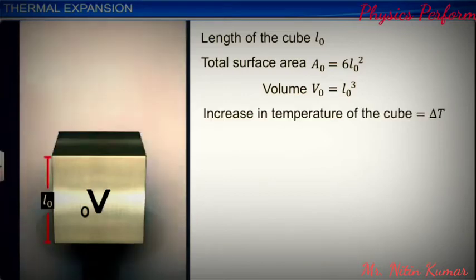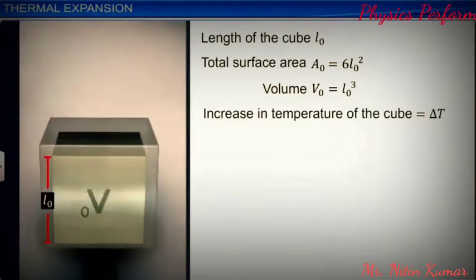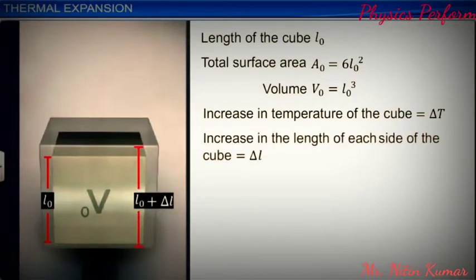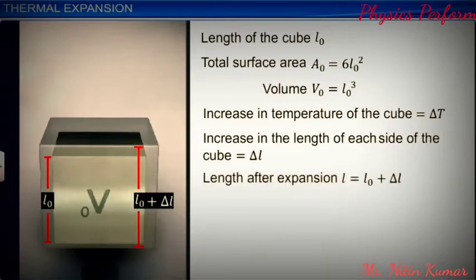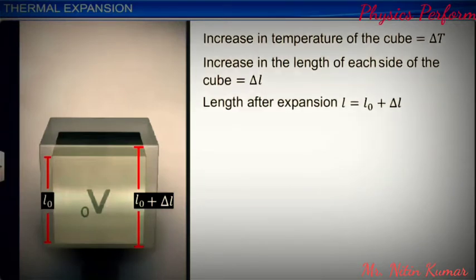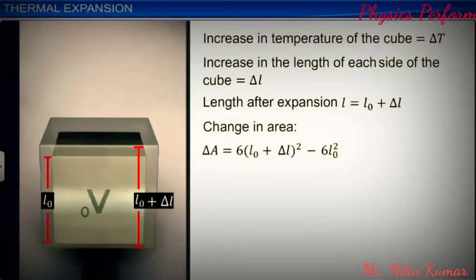When the temperature of the cube is increased by delta T, let the length of each side be increased by delta L. Therefore, the length of the side after expansion, L, equals L naught plus delta L. Change in area delta A equals 6 into (L naught plus delta L) whole square minus 6 L naught square. This is equal to 6 into (delta L square plus 2 L naught delta L). The term delta L square can be ignored as the value is negligible.